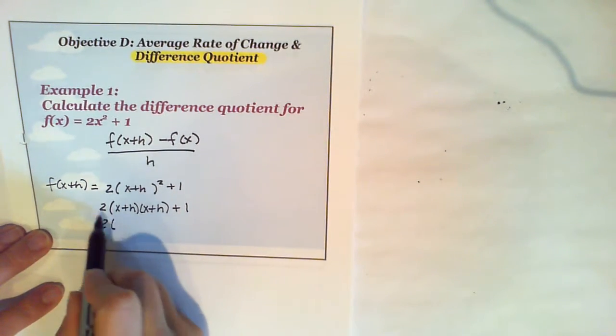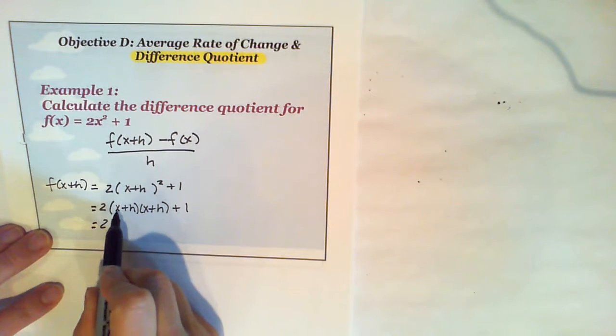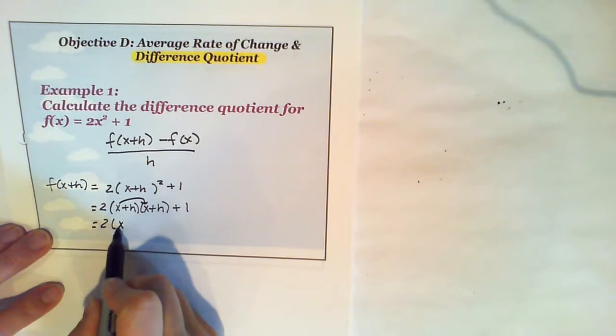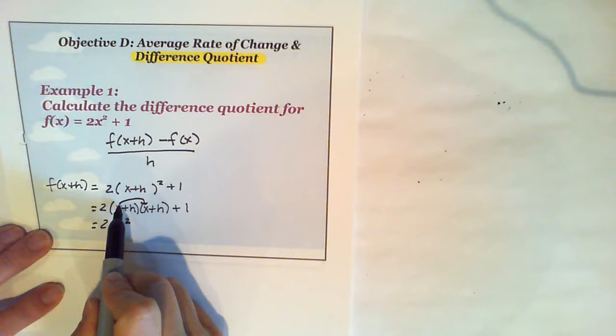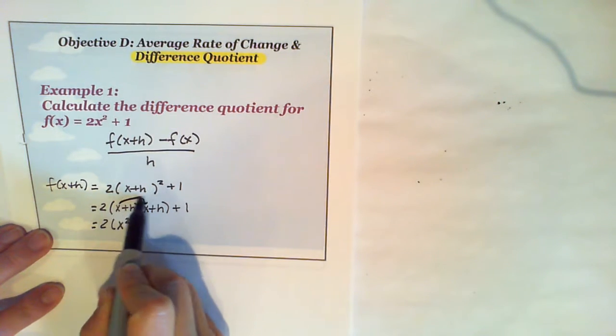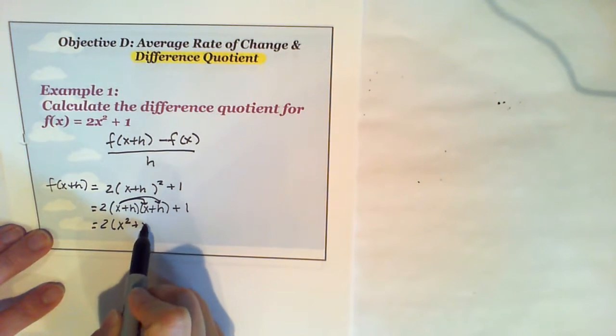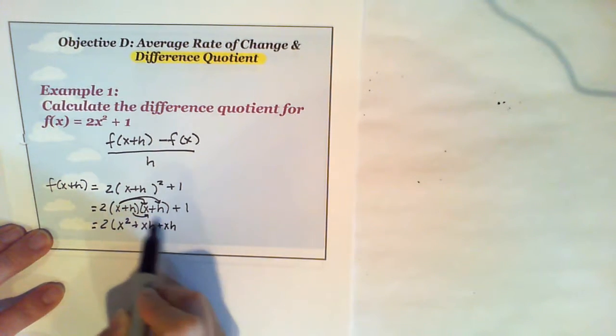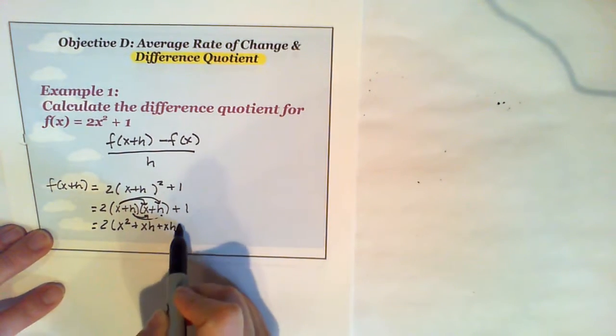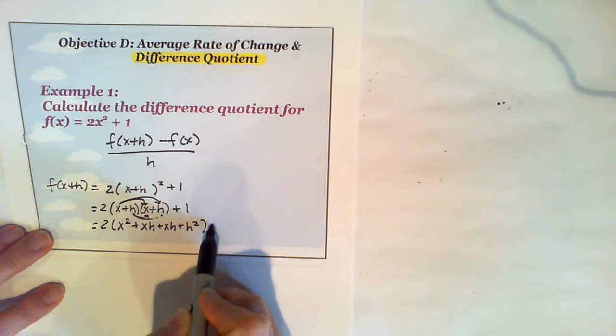So I still have my 2. I should have an equal sign here. So I'm going to do x times x, which is x squared. And then I'm going to do x times h. So add xh. Then I'm going to do h times x. So add xh and h times h, which is h squared. I still have plus 1.